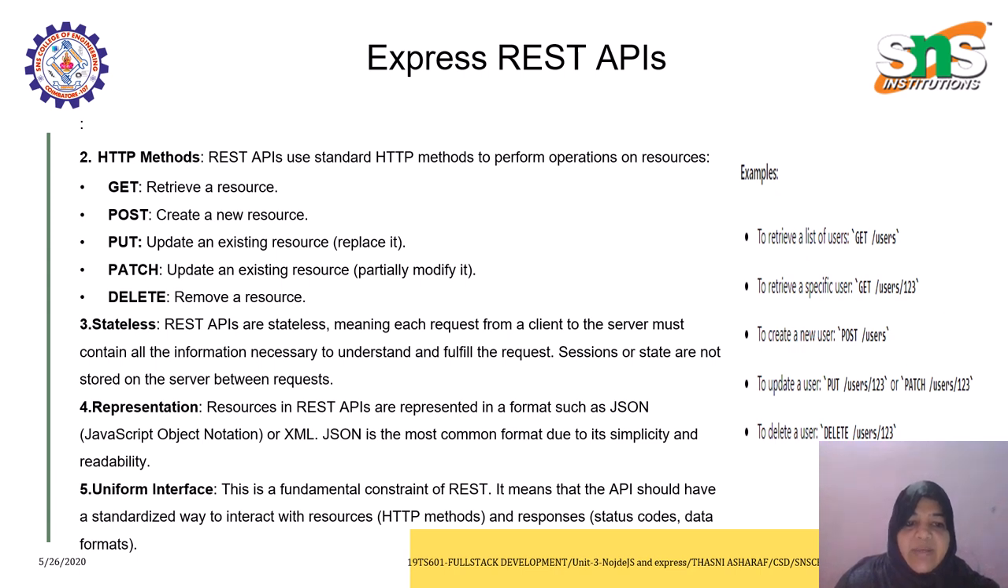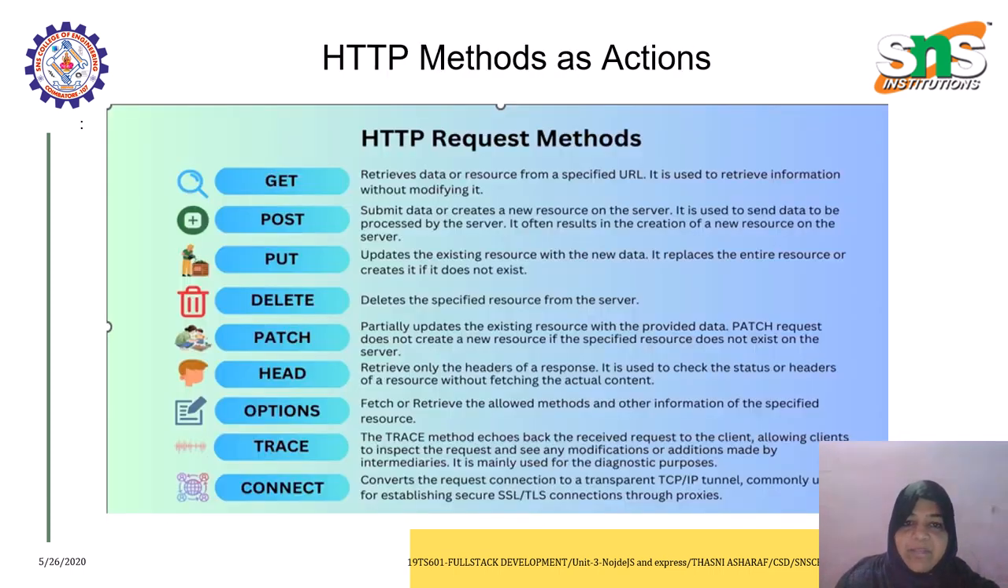Next one is HTTP methods. The HTTP methods are get, post, put, patch, delete. Next one is stateless, meaning each request from the client to the server contains all necessary information, and there are no sessions or state. Representation is nothing but data represented in a format such as JSON or XML. And a uniform interface is a fundamental constraint of REST.